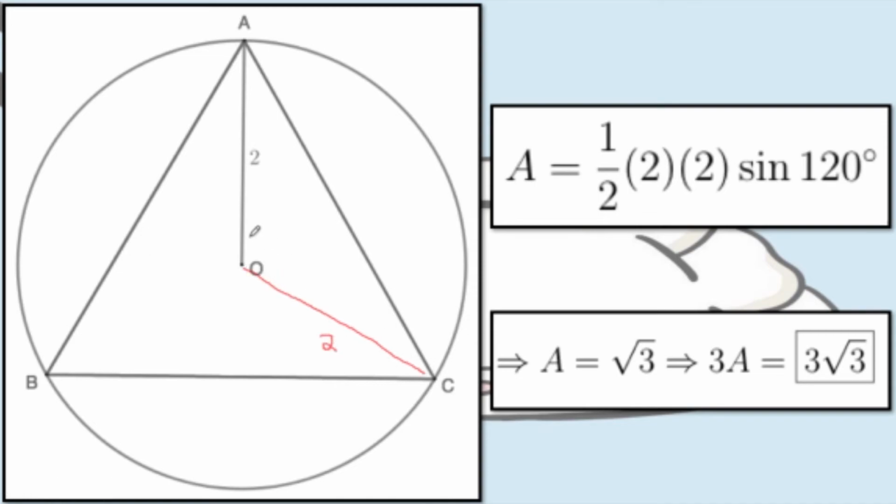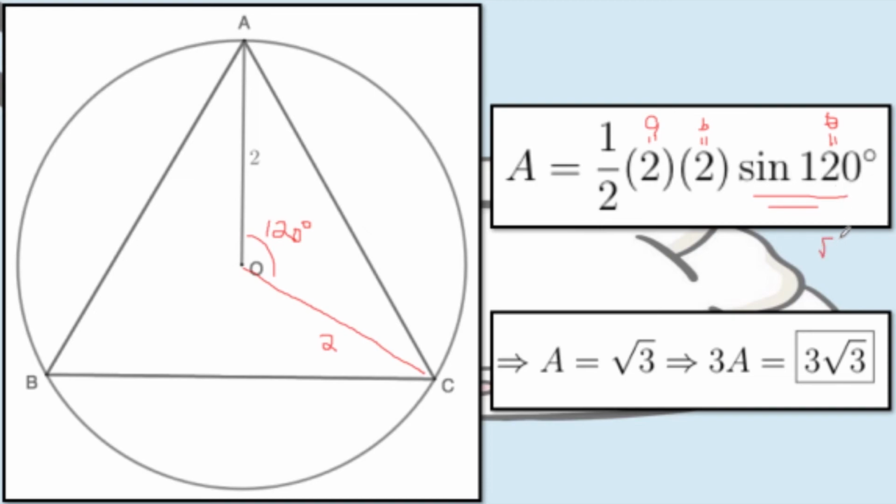Going back to the figure, let's just use AOC. We know OC equals 2, and we know that this angle is 120 degrees. From the formula, the area equals 1/2 AB sine theta. We can just have A equals 2 and B equals 2, it doesn't really matter which is which, and theta is the angle between the two sides of side length 2. So 1/2 times 2 times 2 times sine 120.